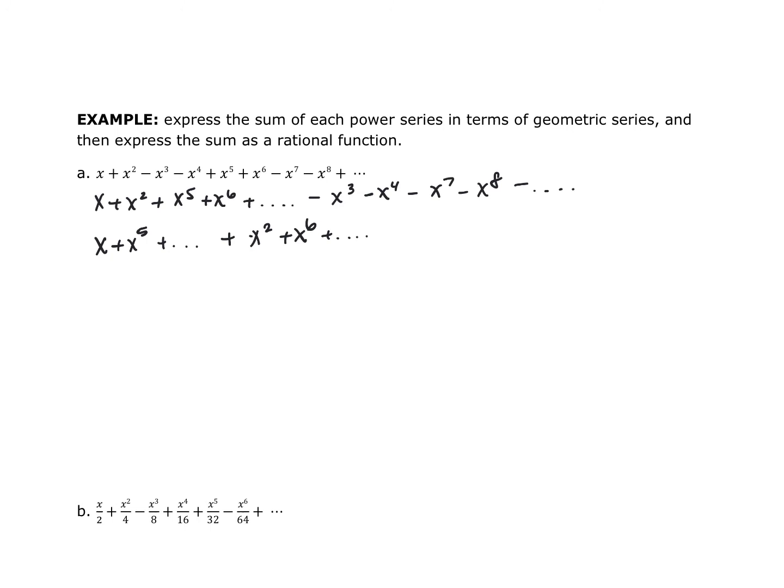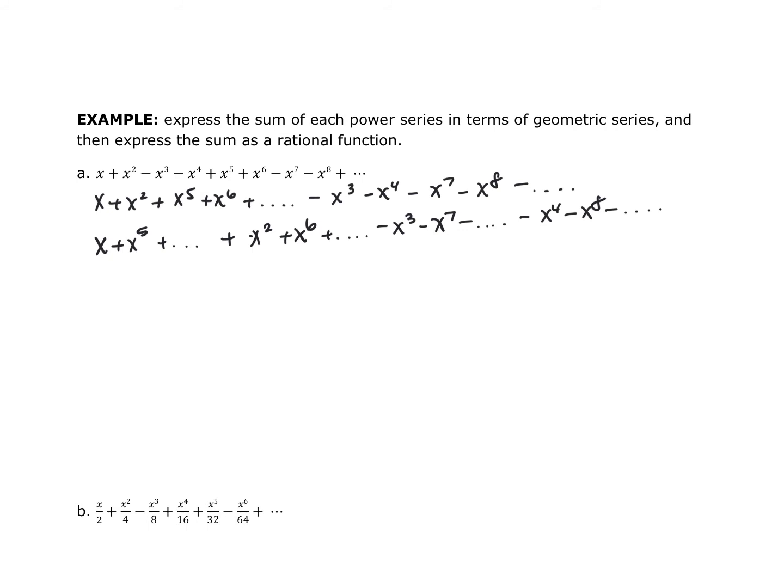So then let's look at the negatives. I'm going to do the same thing. So I have negative x to the third minus x to the seventh minus dot, dot, dot. Those have a power difference of 4. And then minus x to the fourth minus x to the eighth minus dot, dot, dot. Those have a difference of 4.